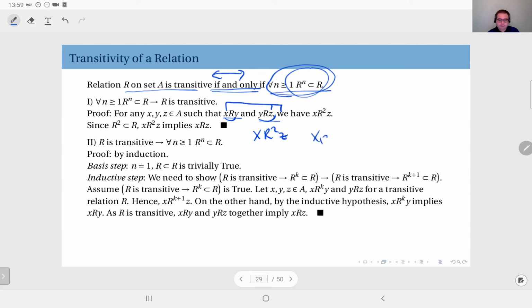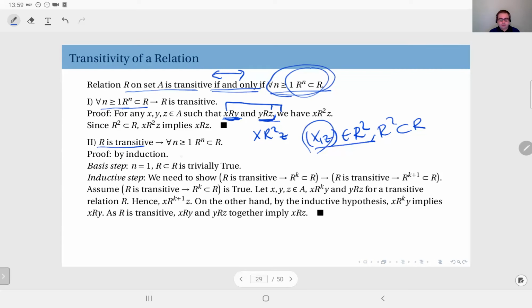Okay, this means (x, z) is an element of R squared. Okay, now I know that for any n, R to the n is a subset of R. Therefore, R squared should be a subset of R, which means any element in R squared must be an element in R, which means (x, z) is in R, which means x is related to z in R. Therefore, when you have these, you also have x related to z, which by definition yields the transitivity of R. So that's one implication proven. We also need to show it the other way.